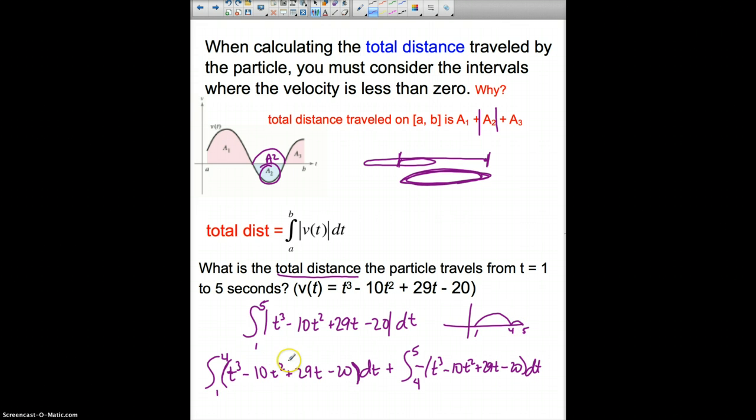And then you can integrate that and calculate it all out. I'm not going to take the time to do that. You get 71 over 6. Since the units on this were feet per second, the integral, the total distance traveled, would be feet.